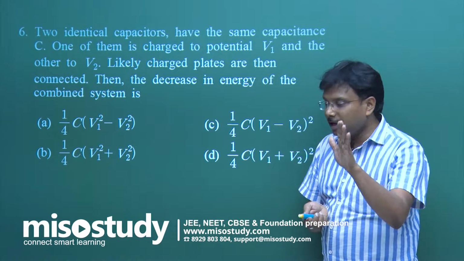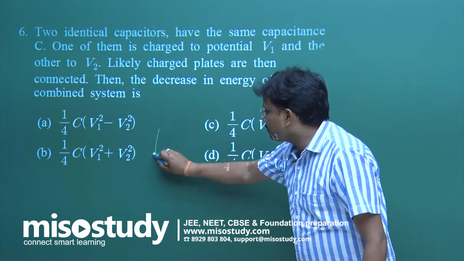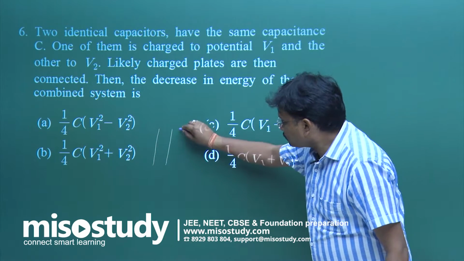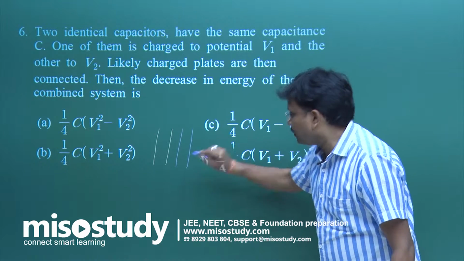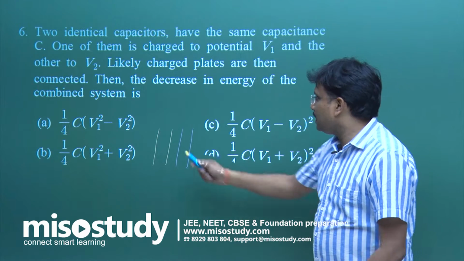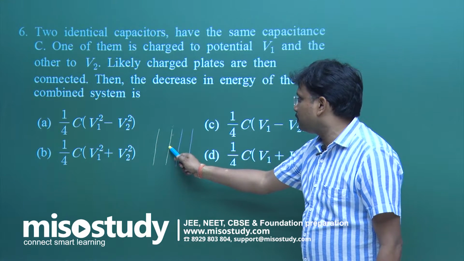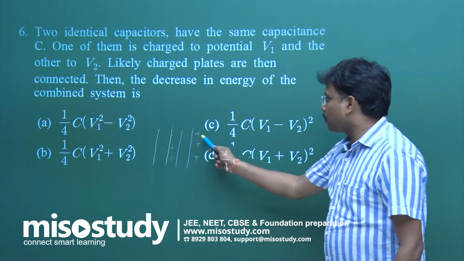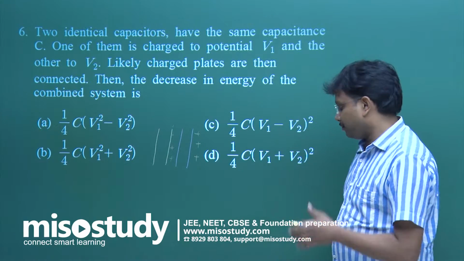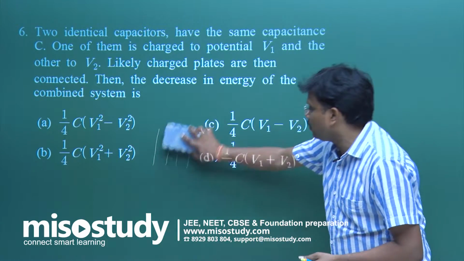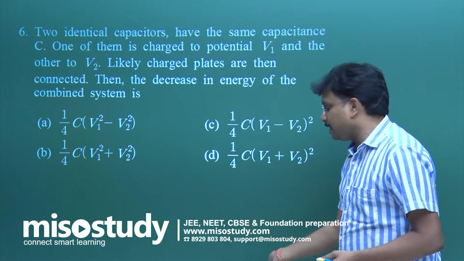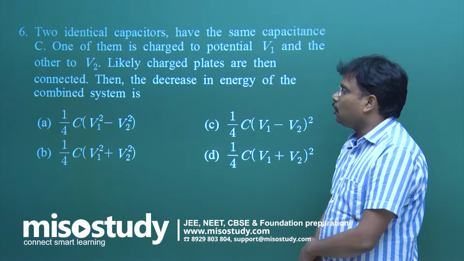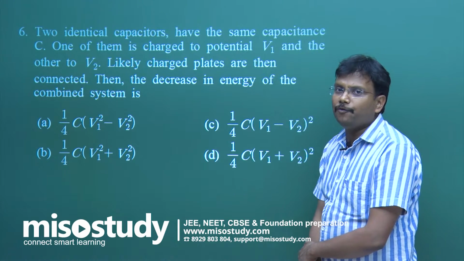What is the meaning of this? Let me explain. Let us say this is one capacitor, just a symbolic representation, and this is another capacitor. Like charge plates means, let us say this plate is positively charged, and this one is positively charged separately. So we connect the positive charge plates, that is the meaning of this line, that like charge plates are connected. Then what is the decrease in energy of the combined system? That you have to find out.